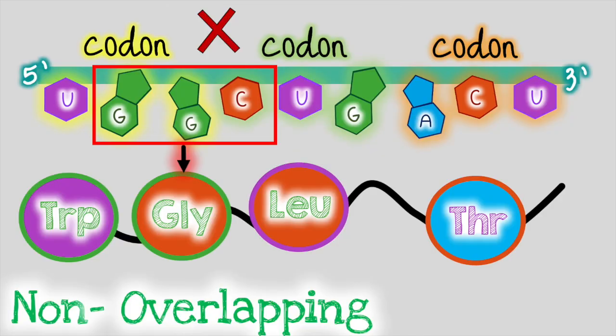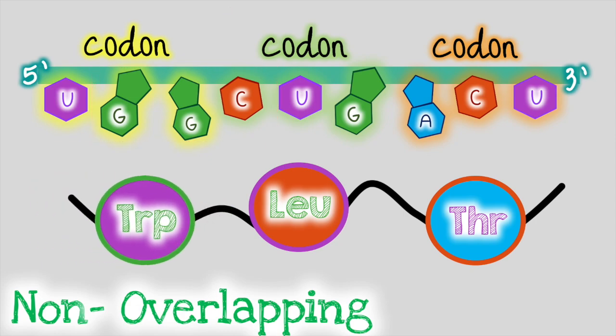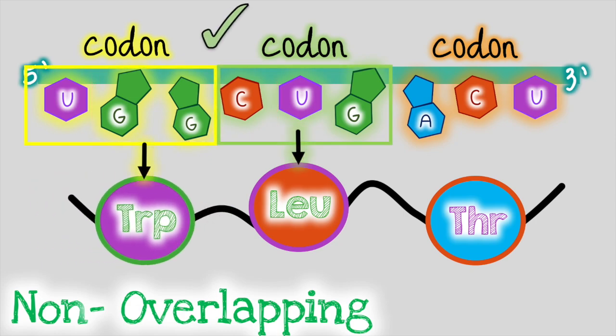Finally, the code is non-overlapping. That means that an individual nucleotide can only be part of one codon. Let's see how this plays out in the cell.